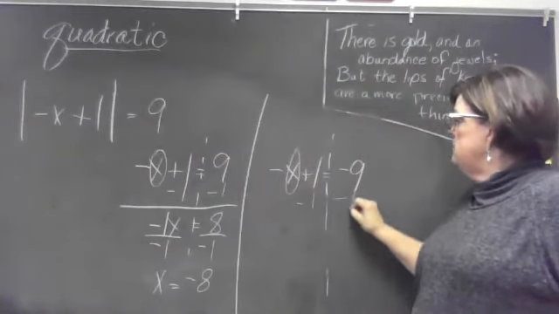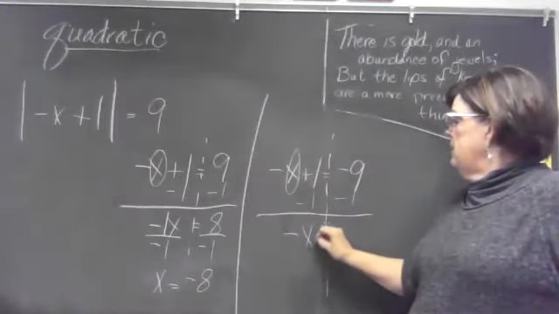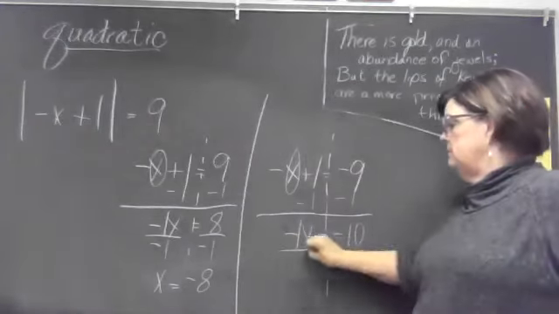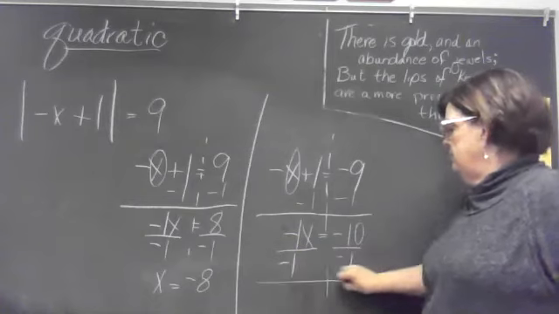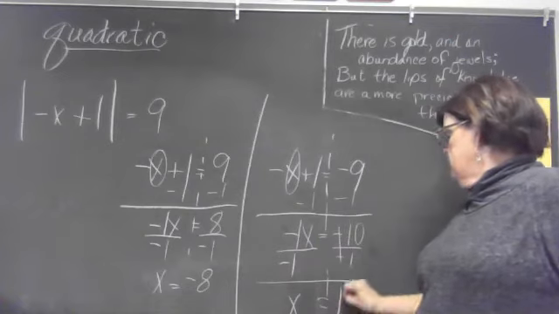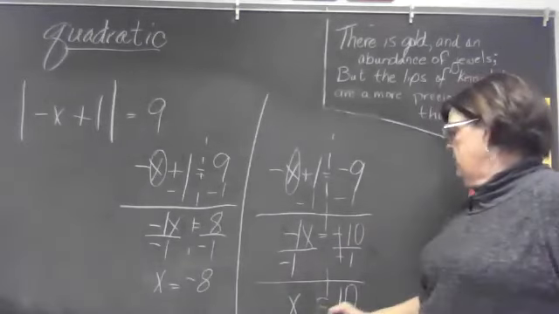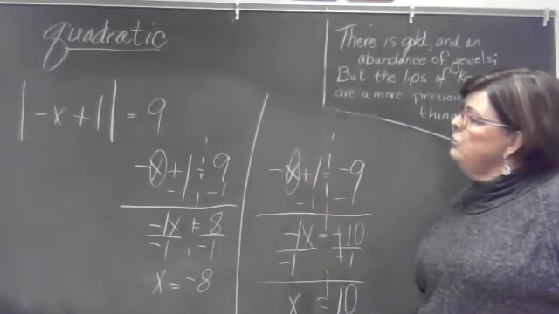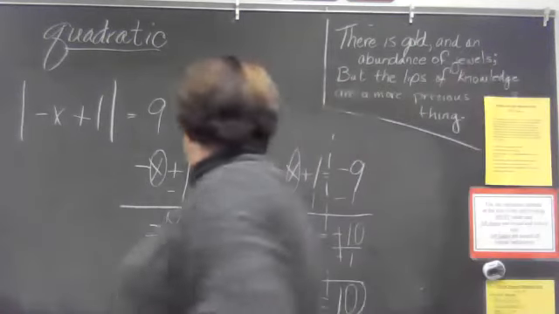So I subtract 1, subtract 1. So I have a -x equals a -10. But again, I've got to divide by -1. So it's going to be a positive 10, because it's divided by, not subtracted, okay? So x can also equal 10. If you put it in there, the absolute value will equal 9. These are the two answers that will work up there in that absolute value.